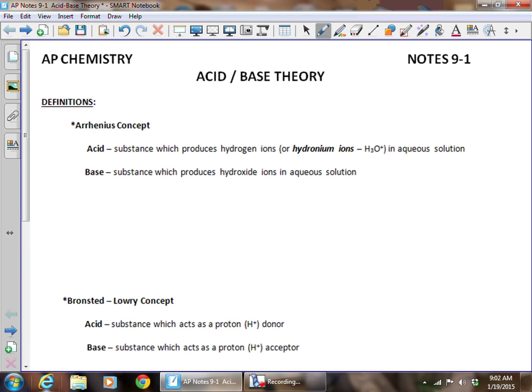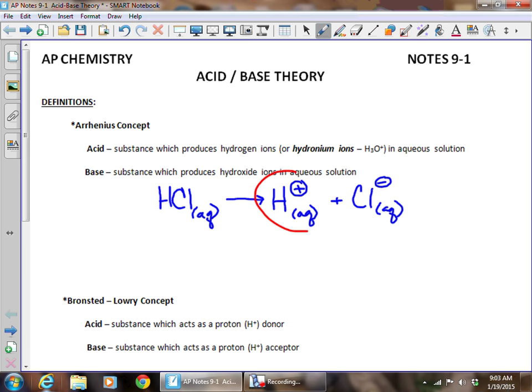We talked about different kinds of definitions for acids and bases. The simplest one is the Arrhenius concept. The Arrhenius concept says that an acid is simply a substance that ionizes. We'll take hydrogen chloride gas and bubble it through water, creating an aqueous solution, which means it's going to ionize and form hydrogen ions and chloride ions. Those hydrogen ions are what makes this an acid. The more there are, the stronger the acid is.